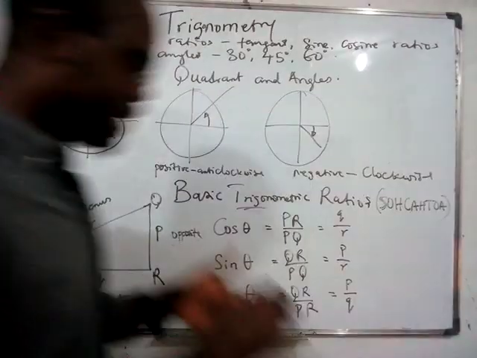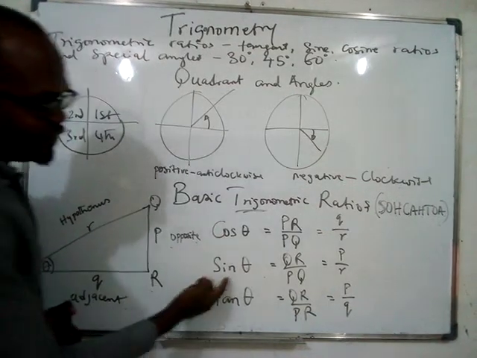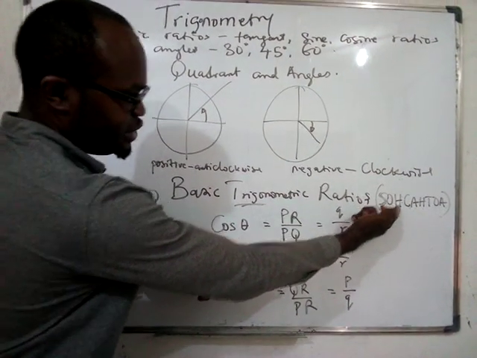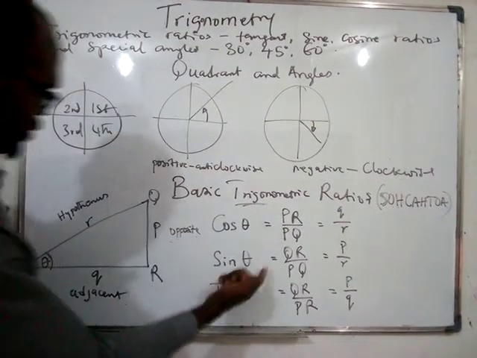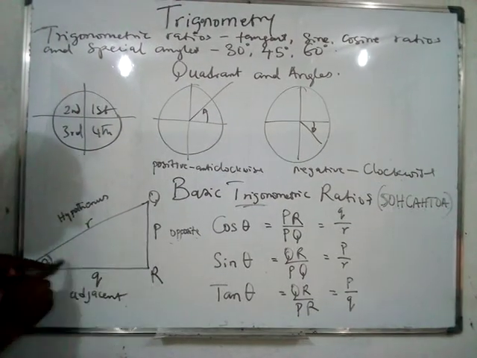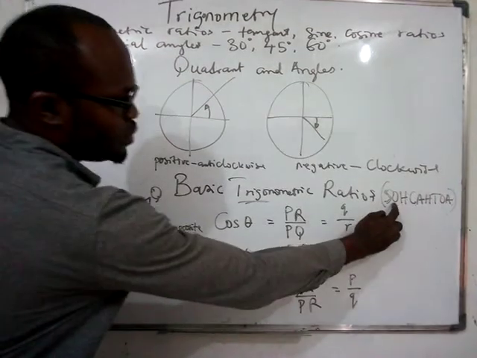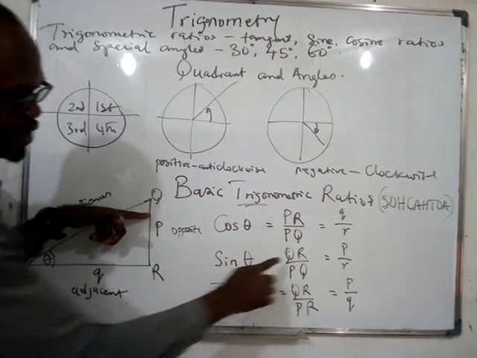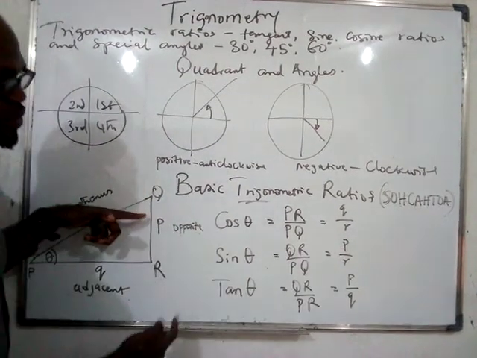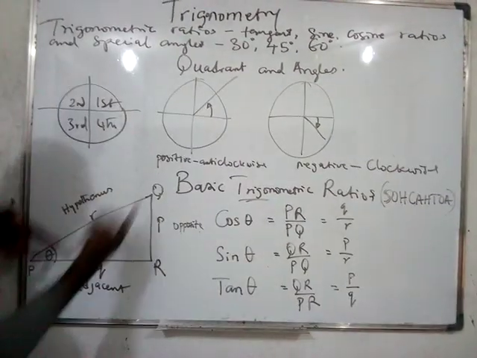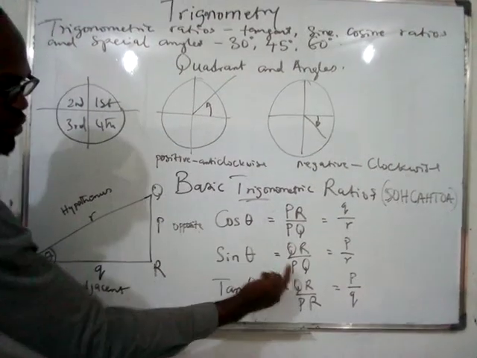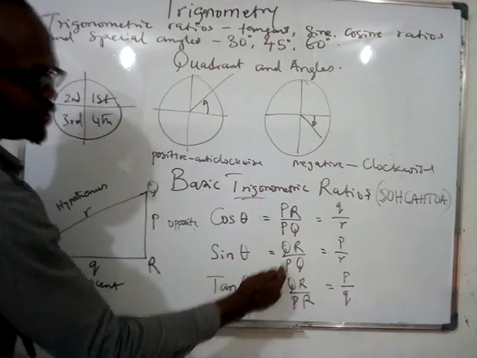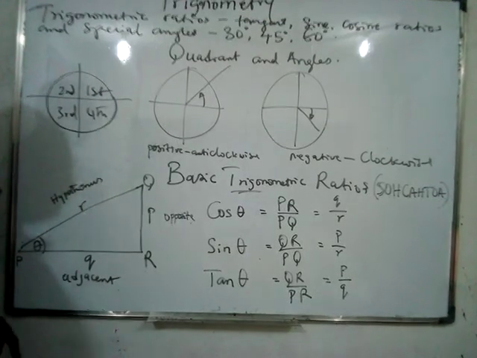So if you want to find the sine of an angle, how do you find it? Opposite over hypotenuse. So what is the sine of this angle? It will be the opposite, which is QR, or you call it P, all over the hypotenuse. What is the hypotenuse? This is the hypotenuse, PQ, or you call it R.